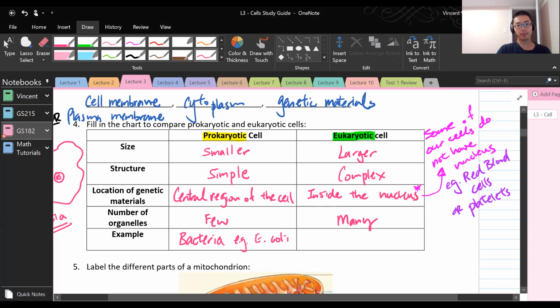Okay, so I can put E. coli. Anybody know any other bacteria that they want to add? No? Okay, so people get strep throat, right? You might have heard of that. That's caused by staphylococcus, right? So that's another bacteria. Regardless, an example of prokaryotic cells would be bacteria.